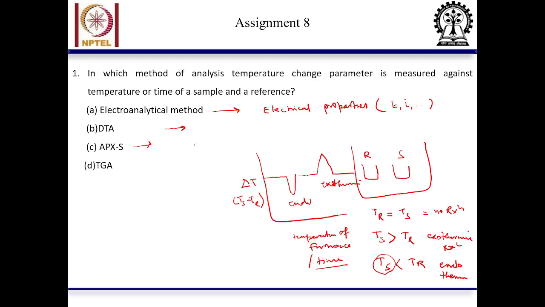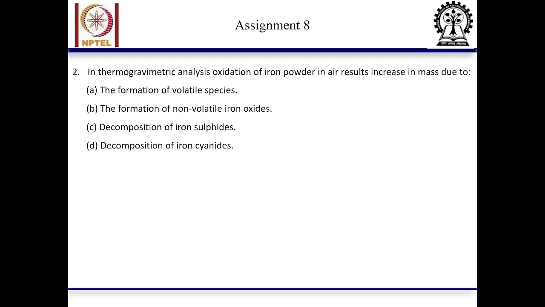And TGA, we know this is thermogravimetric analysis. So here, basically what we plot, as in the previous lecture, is the percentage mass change versus temperature or time. So I think it will be clear why the answer B is correct for question number 1. Let me go to question number 2.